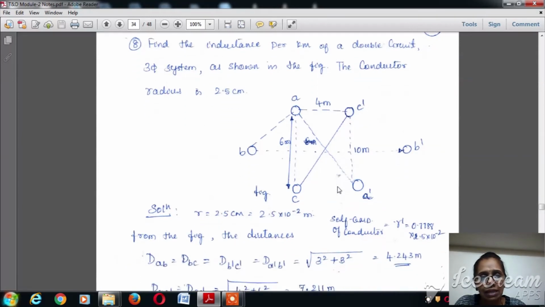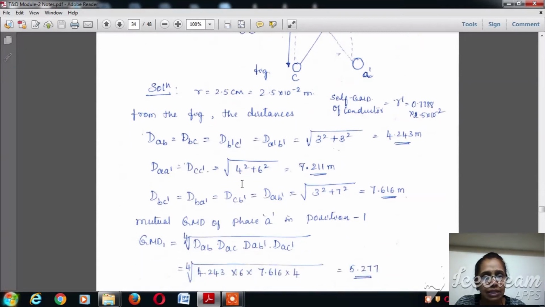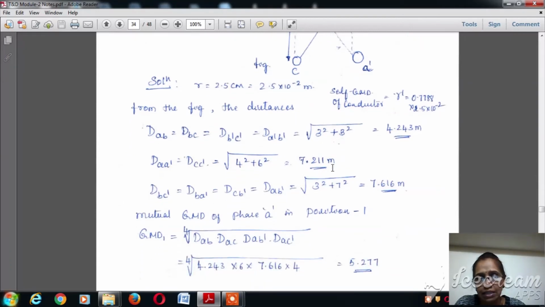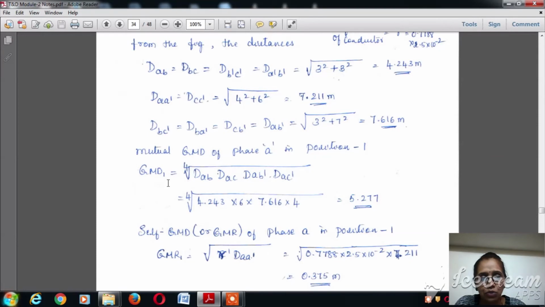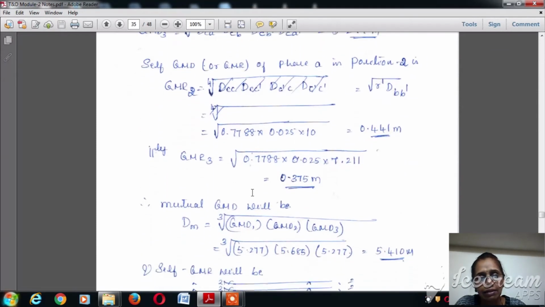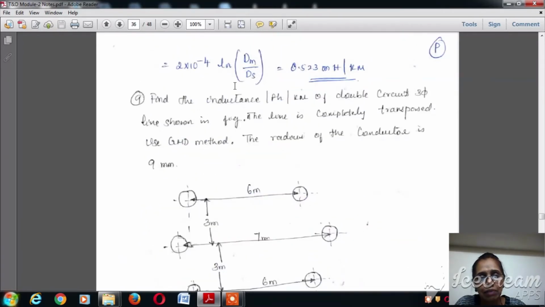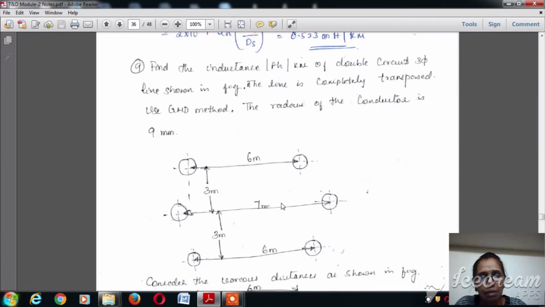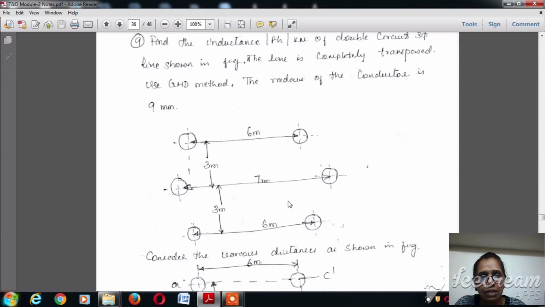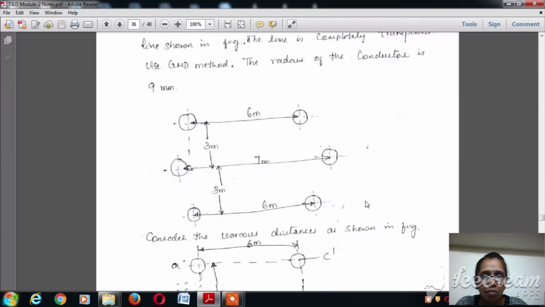Now I have taken another example with a double circuit three-phase line, and with this I have calculated the DAB, DBC, and then used the GMD method and then the GMR method. Using this we have calculated the mutual GMD, self GMR, and finally with this method we have calculated the total inductance of the transmission line. Now the double circuit is considered here. With this double circuit I have used the GMD method. The radius of this particular conductor is also given, 9 mm.